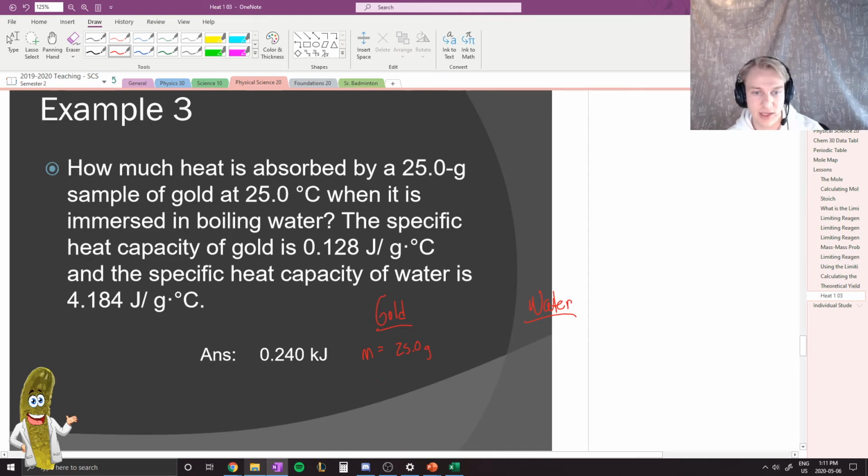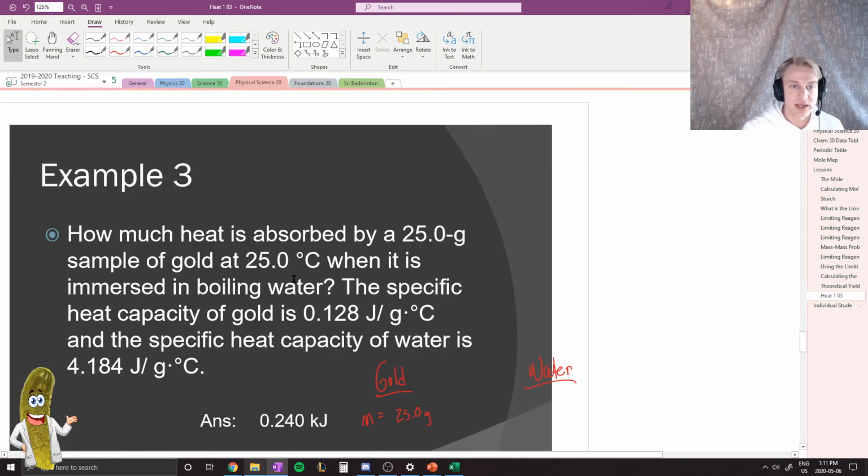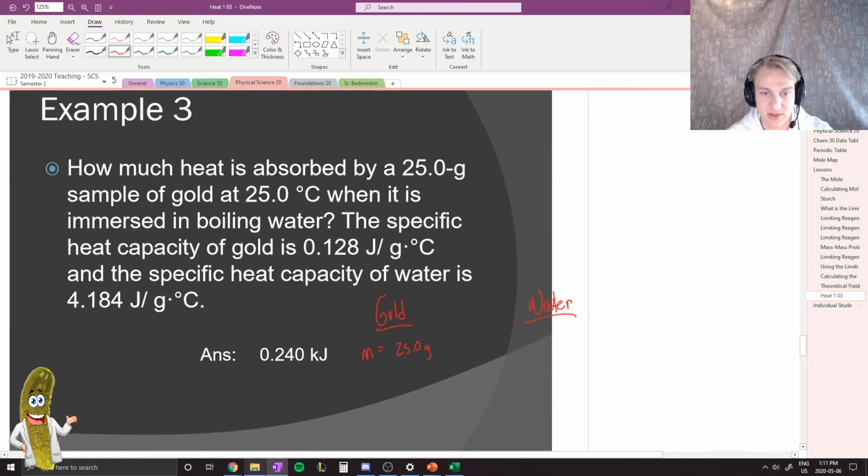I know that the temperature of a sample of gold at 25 degrees Celsius when it is immersed in boiling water, I know that the temperature of this is 25 degrees Celsius. The specific heat capacity of gold, so C is equal to 0.128 joules per gram degrees Celsius. And I also know that the specific heat capacity of water will be 4.184 joules per gram degrees Celsius.